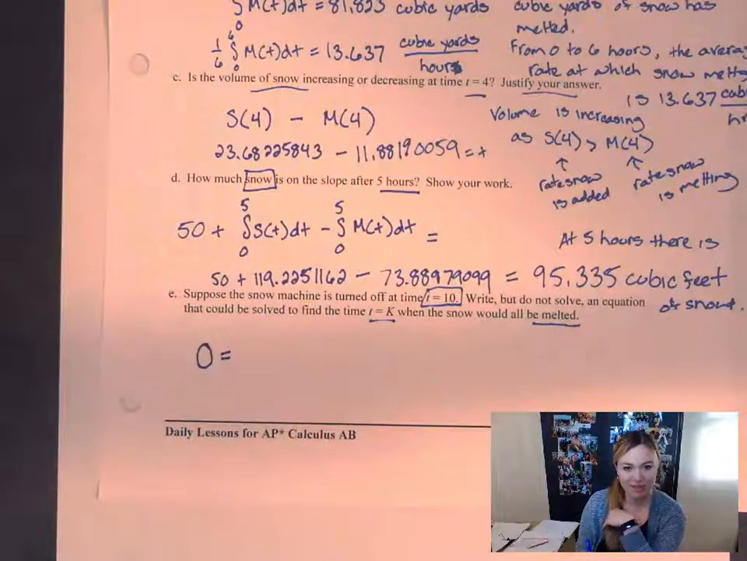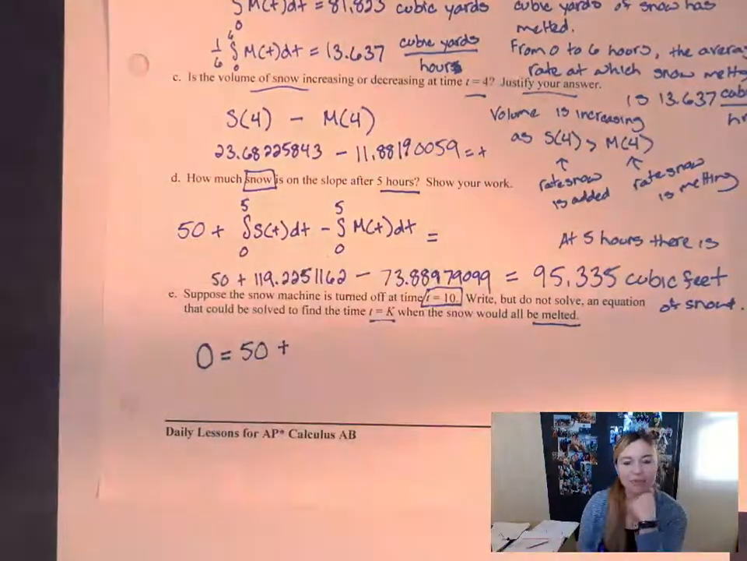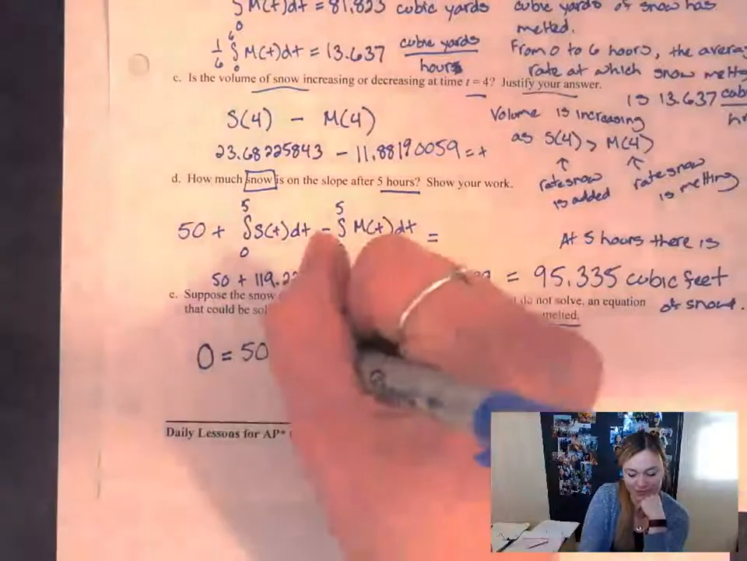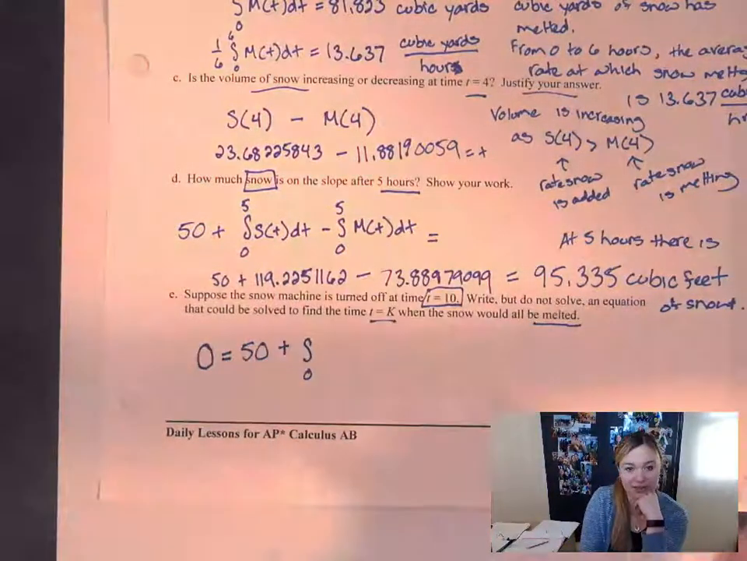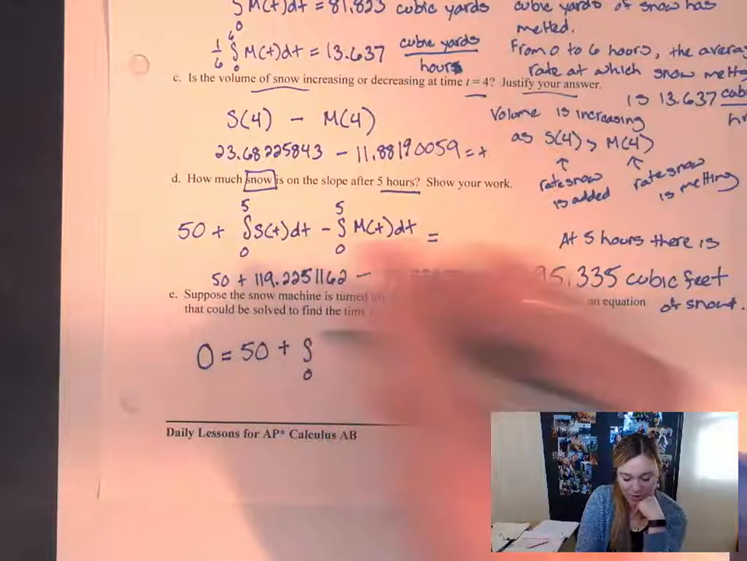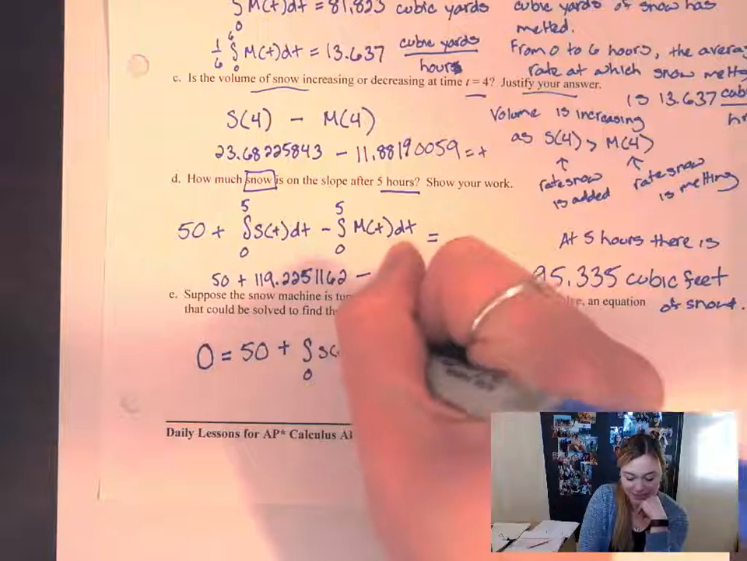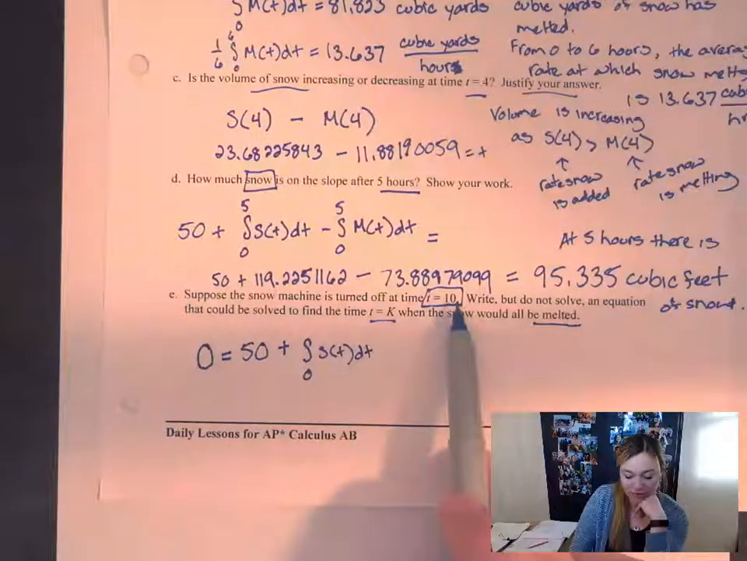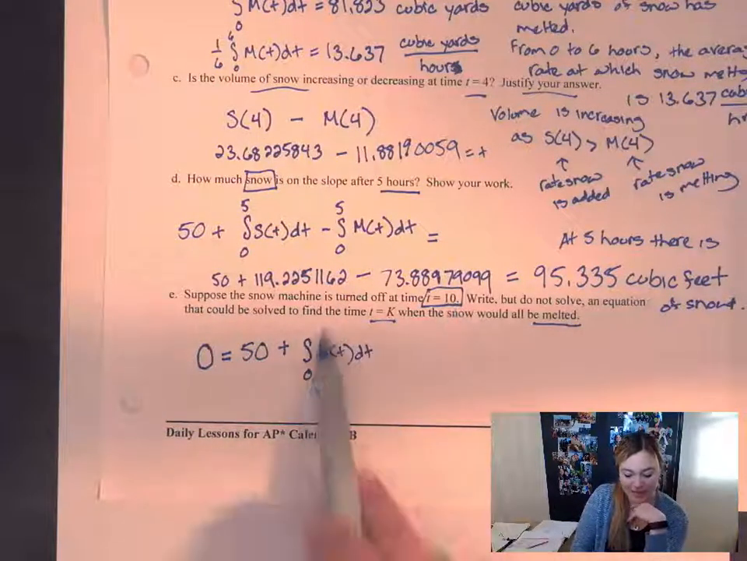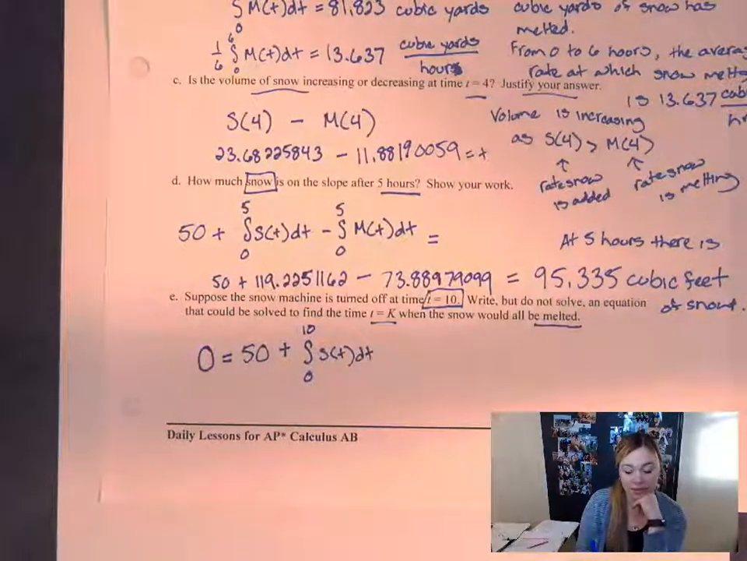How much snow do we start with? How do we figure out how much is added? Okay, integrate 0 to, and then I'm integrating, I'm putting 0 right now. I'm not putting anything up here yet, but I'm doing S of t because this is how much snow is added. But do you see how it's turned off at time t equals 10? So I can't add more snow after time t equals 10 hours.